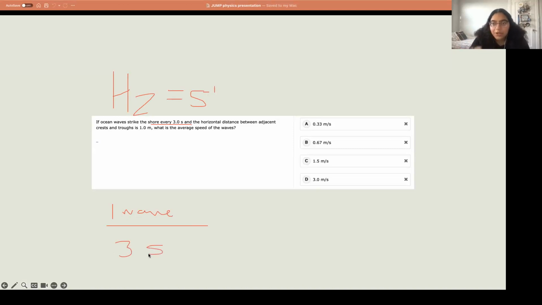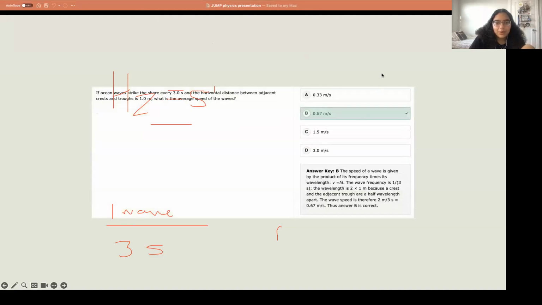So your frequency is going to be the inverse. You have one wave every 3 seconds. So in 1 second, you're going to get 1/3 of a wave, if that makes sense. And so that would be important to convert for finding this. So it ends up being 0.33 there.